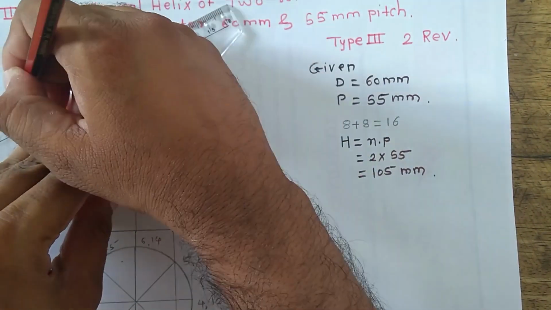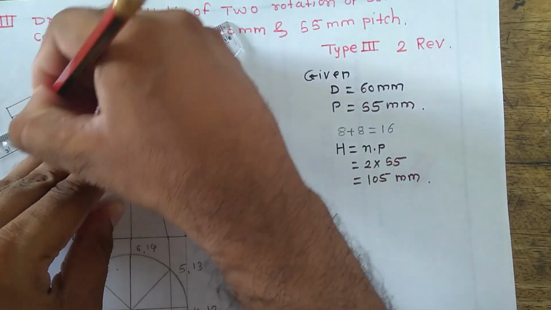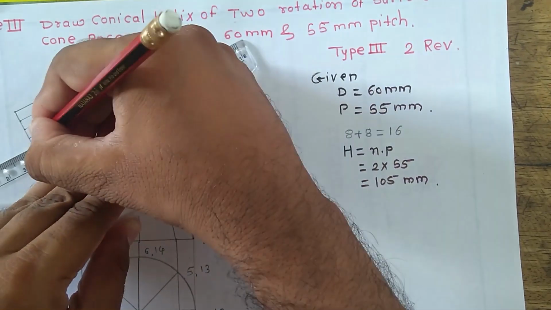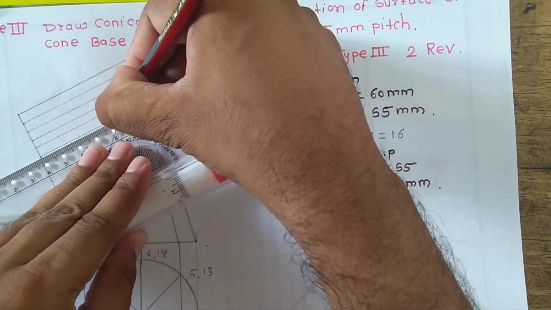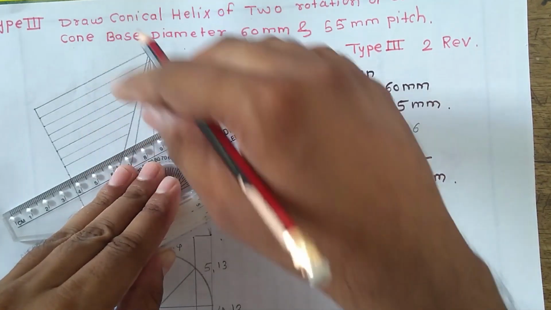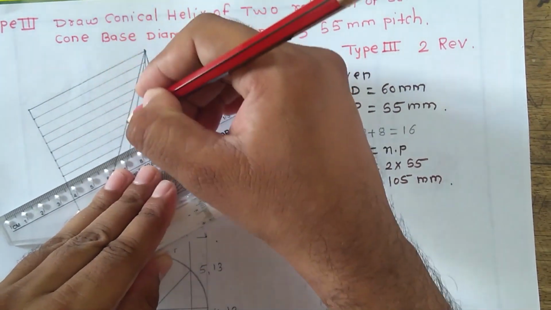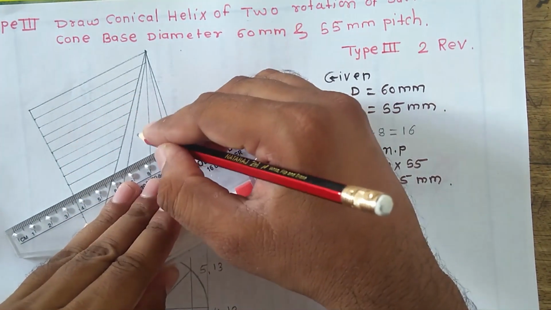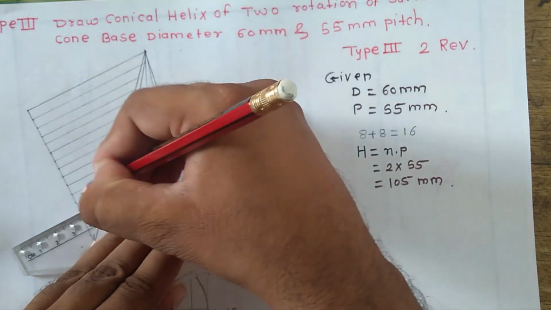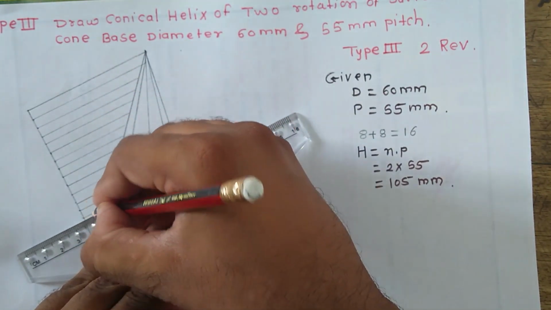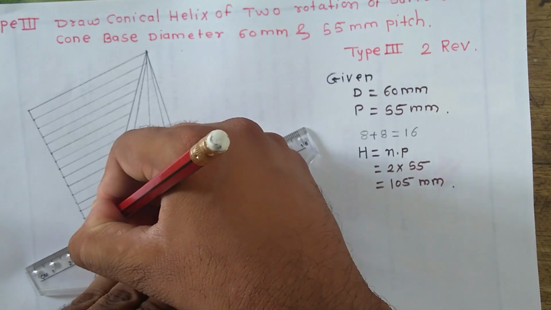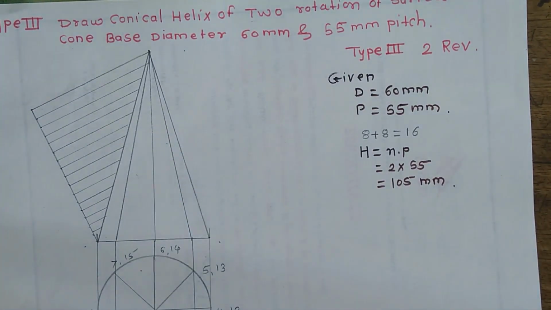Next, second, third, fourth, fifth, sixth, seventh, eighth, 9, 10, 11, 12, 13, 14, 15, okay. Then lastly we have to give naming to these points.